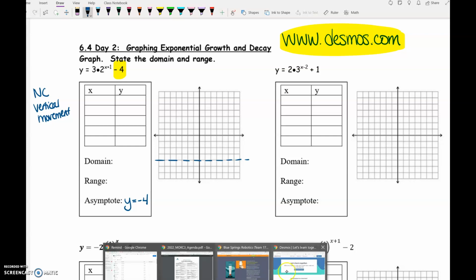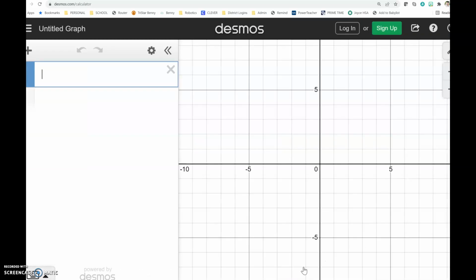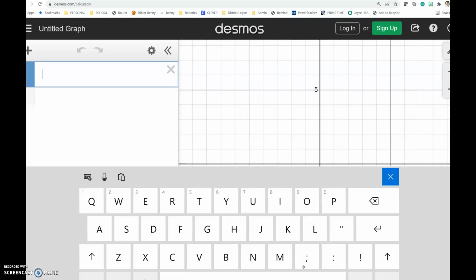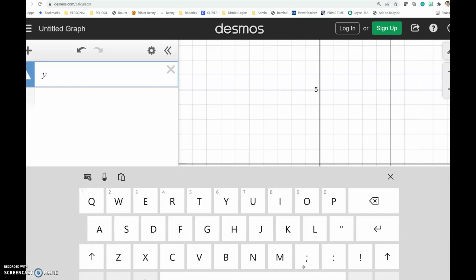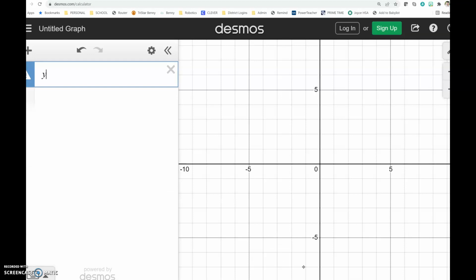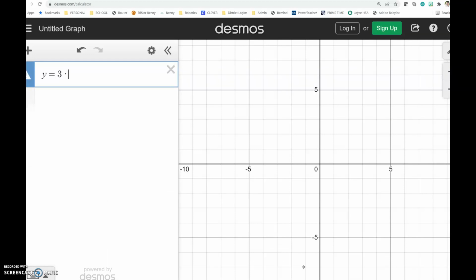Now I'm going to go to Desmos. When you type in www.desmos.com, it takes you here. Click on Graphing Calculator. Technically, you can use this keypad to type in your function. So y equals, but see it's weird for me. I just use my keyboard, honestly, to type it in. So y equals 3 times, you can use your little asterisk for the times, or you can use parentheses for times.